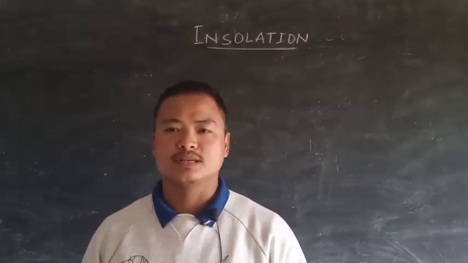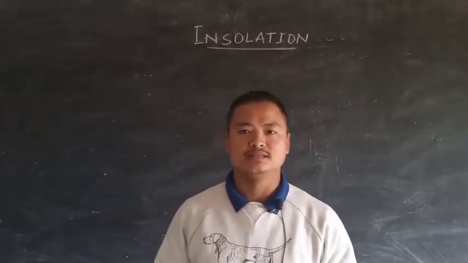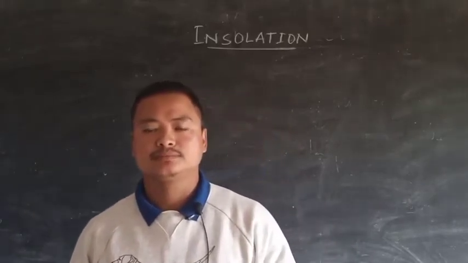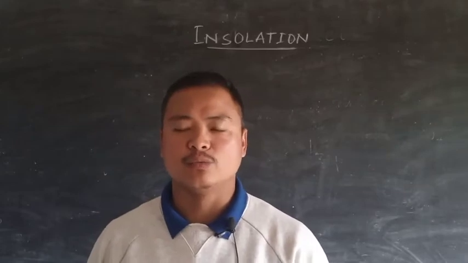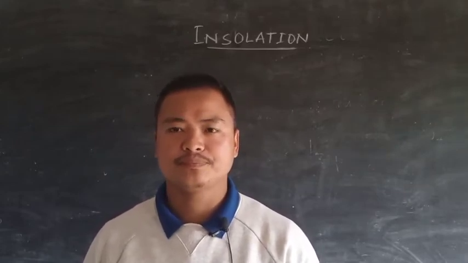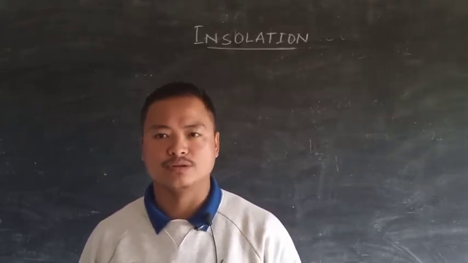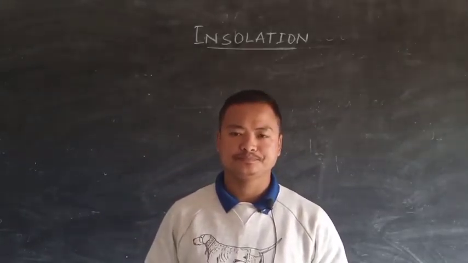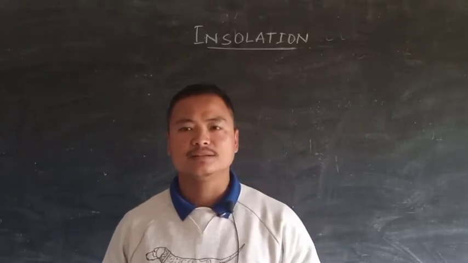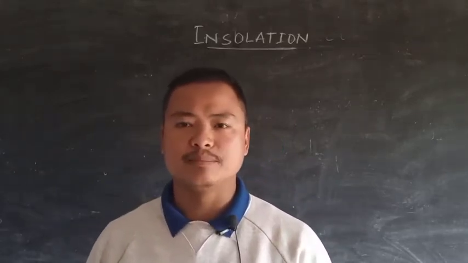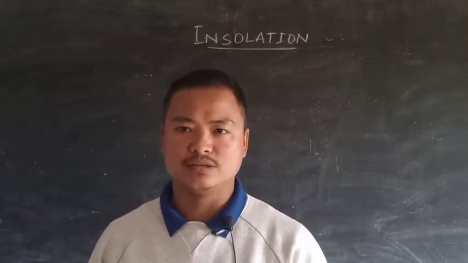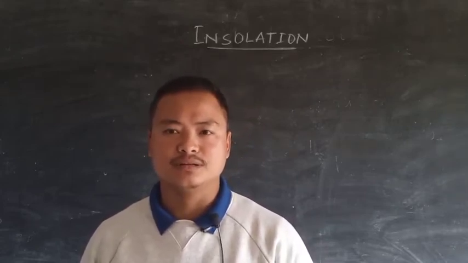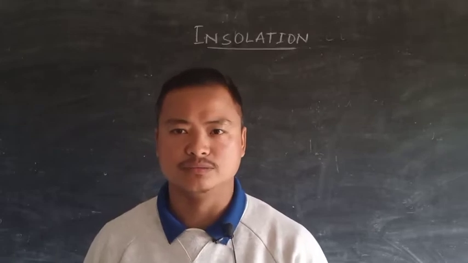Today we will be discussing a new chapter, that is insolation. In this chapter we will try to understand what insolation means and how it affects the temperature of a region, and then the factors affecting the temperature of any region on this earth surface. So first of all, let's try to learn what insolation is all about.